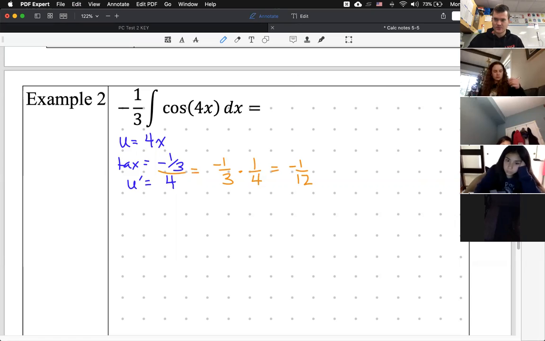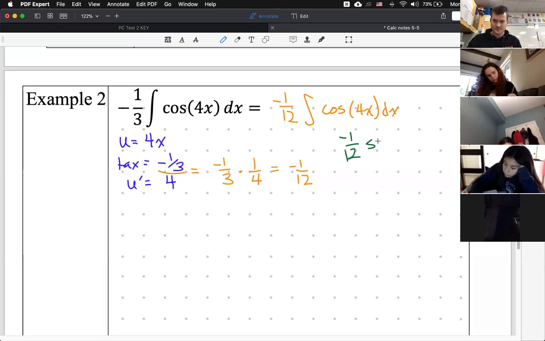Cool, so let's go ahead and rewrite our integral. And it doesn't matter if this negative 1/12 is inside or outside. We can leave it outside, it doesn't matter. Negative 1/12 integral of cosine of 4x dx. And then Chris, you are up. Take the antiderivative. Negative 1/12 sine of 4x, and don't forget your plus C. Plus C. Perfect. Cool. That is our final answer.